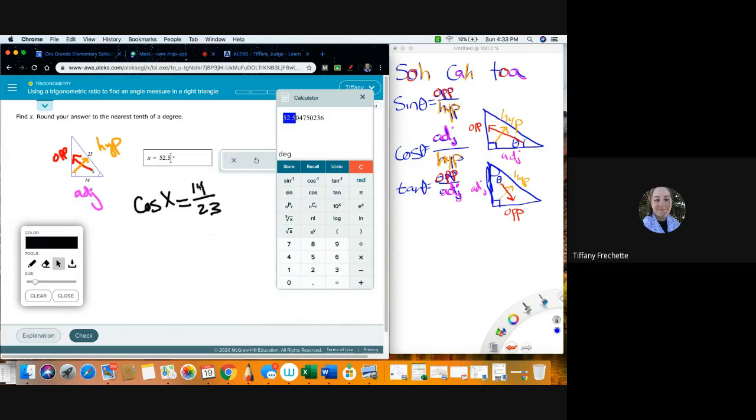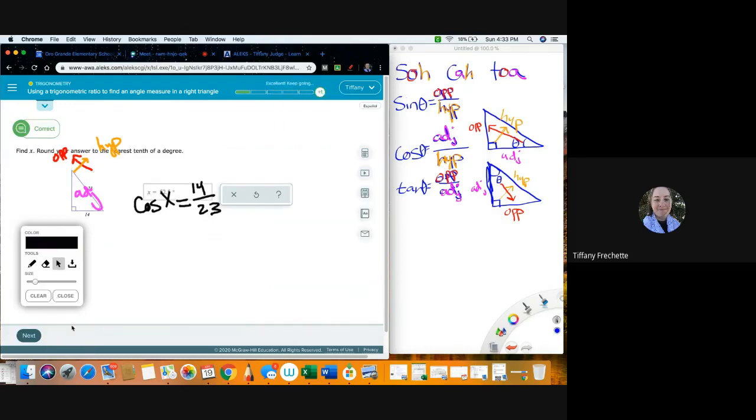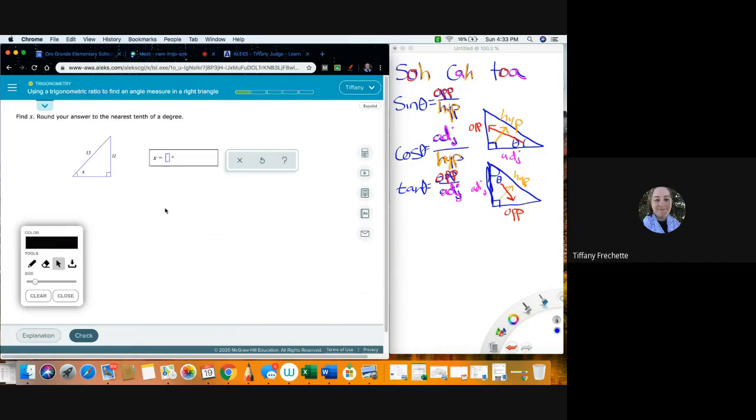So once you get the decimal, you want to take the arc of whichever trigonometric function you're using. All right, let's check that. And we're good to go. Next, clear. Okay, so move these over here.